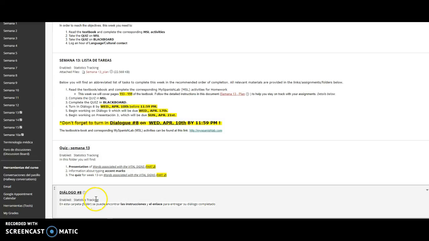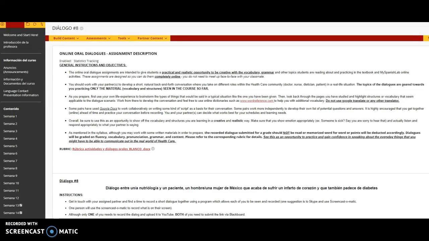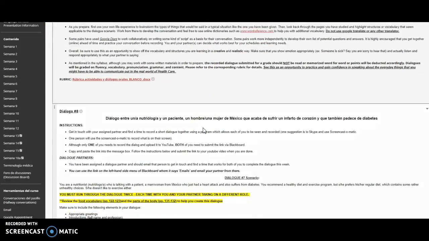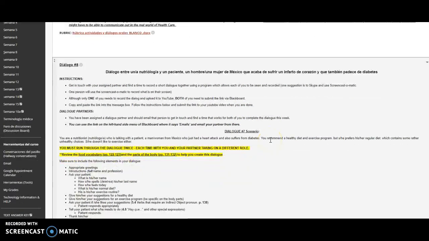The next thing that you'll see in Semana 13 is Diálogo 8, which you should already be familiar with. It's diálogo entre un nutriólogo o una nutrióloga y un paciente, un hombre o una mujer de México que acaba de sufrir un infarto de corazón y que también padece de diabetes.